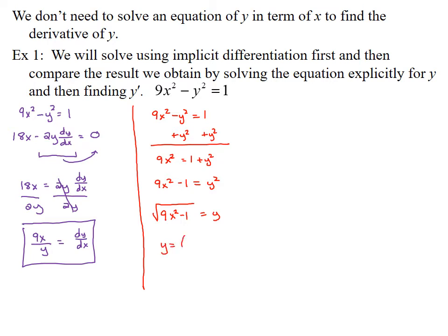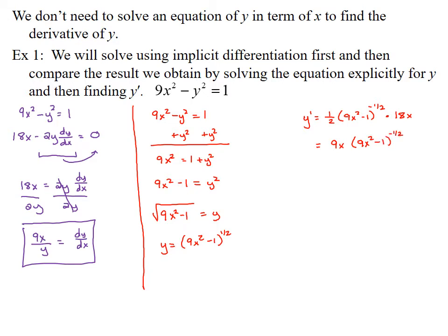You could rewrite your problem as y equals 9x squared minus 1 to the 1/2 power. This is chain rule, so your derivative part is going to be over here. y prime would equal 1/2 to the front, leave the inside alone, drop the power down by 1 to the negative 1/2, and then take the derivative of the inside, which is 18x. If you take the 1/2 times the 18x, that gives you 9x times 9x squared minus 1 to the negative 1/2.